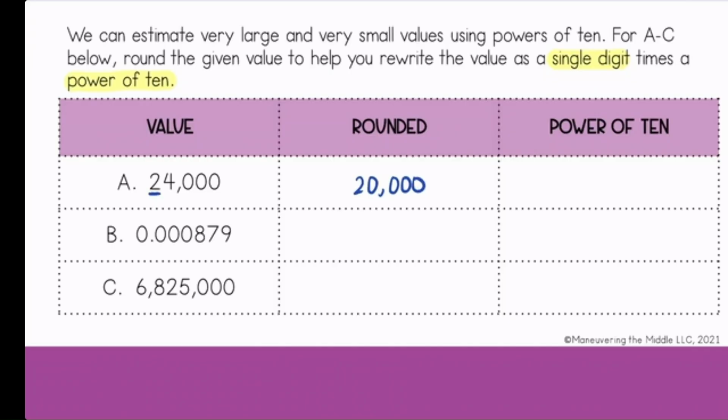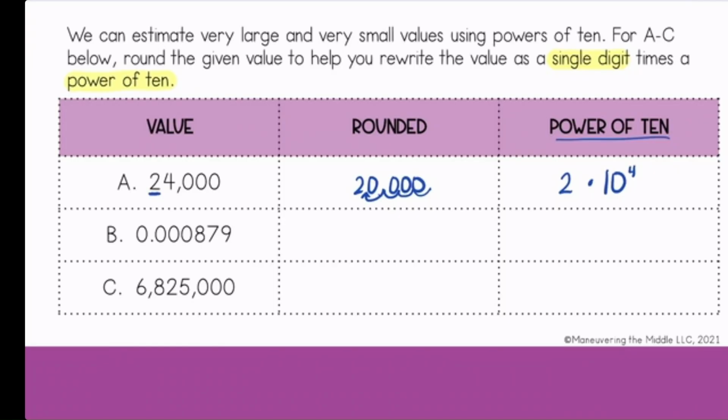Now I can write that using a power of 10 by converting it into scientific notation. So I know that that would be 2 times whatever power of 10, and we get that power by counting the number of places we would move the decimal. 1, 2, 3, 4. Okay, so that's what I would estimate using a power of 10 for that first value of 24,000. We could say it's about 2 times 10 to the 4th power. Let's do a couple more.